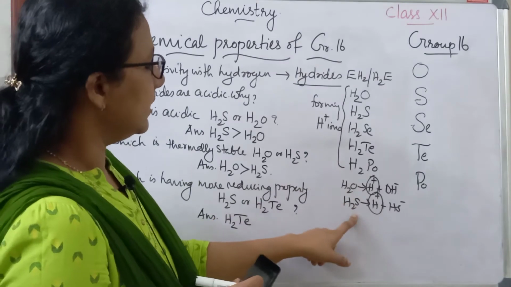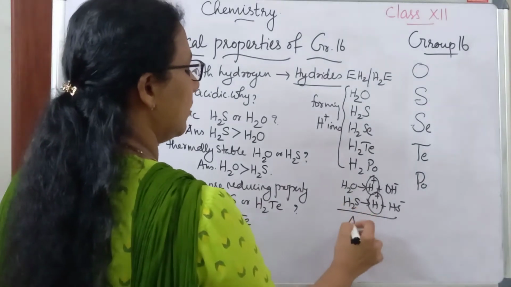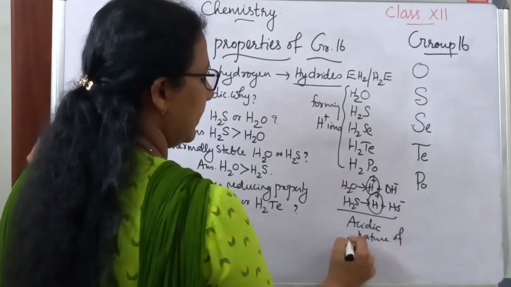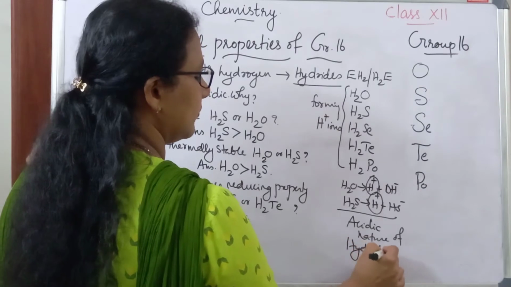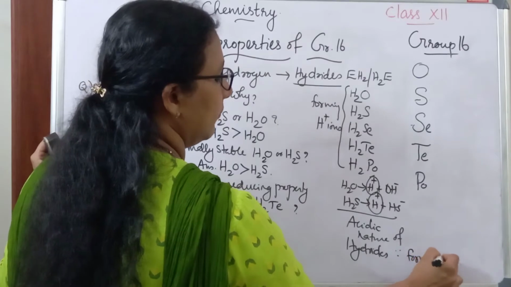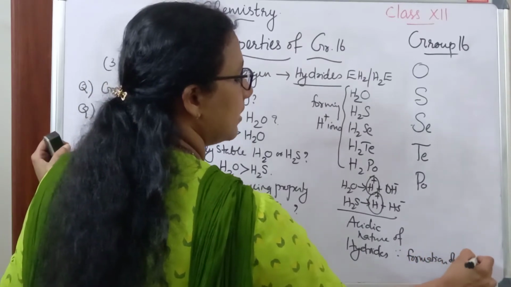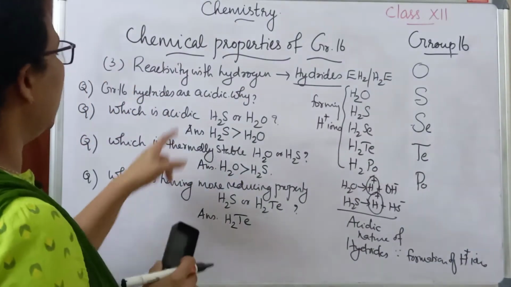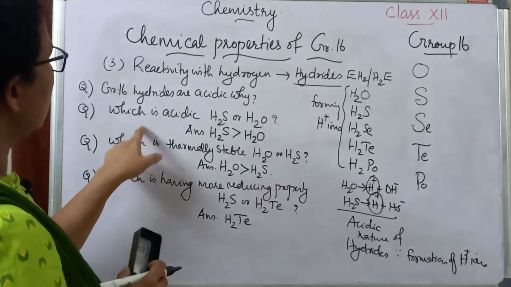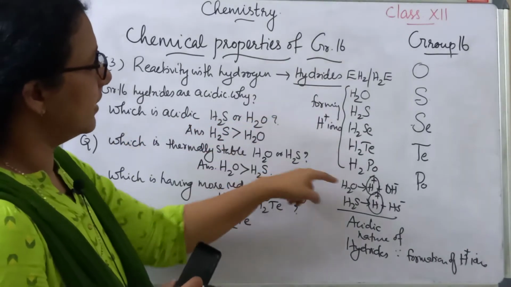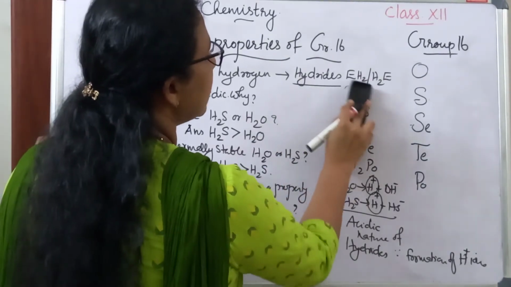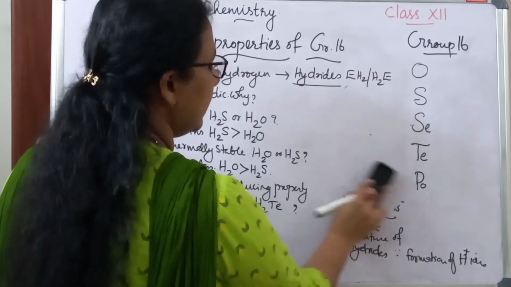So the acidic nature of hydrides is due to the formation of H plus ions. So group 16 hydrides are acidic in nature. Now let us see the next property, that is the acidity of these hydrides. Which is more acidic or which is less acidic? So let us compare the acidity of these hydrides.